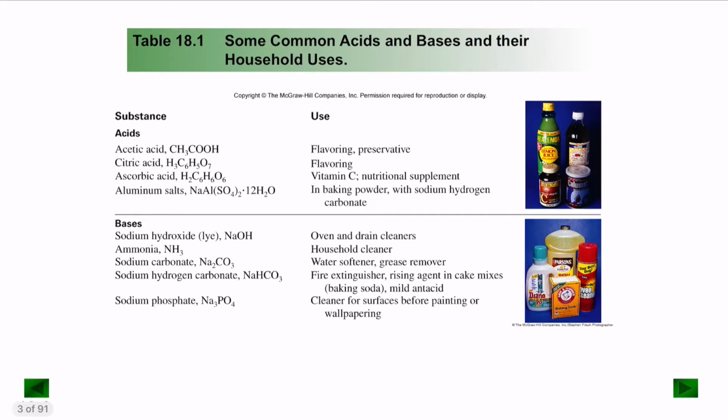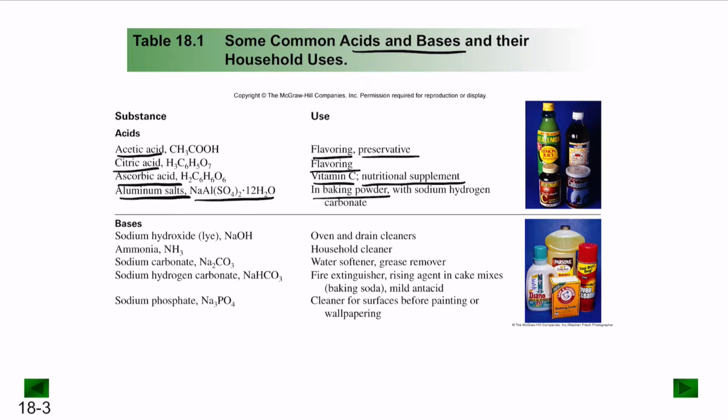So let's start with some of the common acids and bases and their household uses. Let's take first acetic acid, which is one of the most commonly used acids, mostly used as flavoring and a preservative in the form of vinegar. You have citric acid, which is generally used as a flavoring, most commonly also found naturally in citrusy fruits, things like orange, lemon. And you have ascorbic acid, also called vitamin C, and it's also used as a nutritional supplement. And you have aluminum salts, where they are generally used in baking powder with sodium hydrogen carbonate.